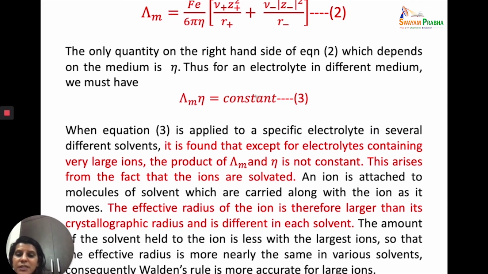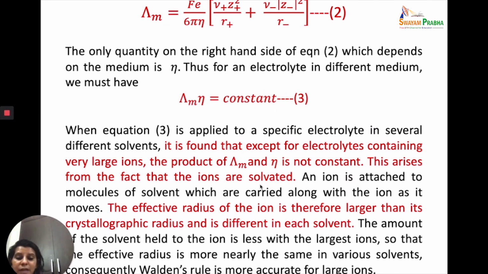Lambda m into eta does not come out to be true if you take small ions which are going to be heavily solvated. But if you take large ions, we have already talked in terms of alkali metal ions, cesium and rubidium. When we have large ions, the charge density is less. When the charge density is less, the solvation is less. When the solvation is less, the effective radius and the crystallographic radius are similar. So then lambda m into eta will be a constant.